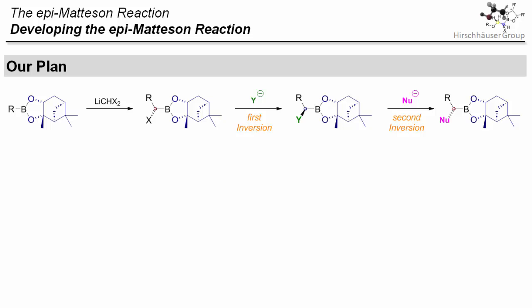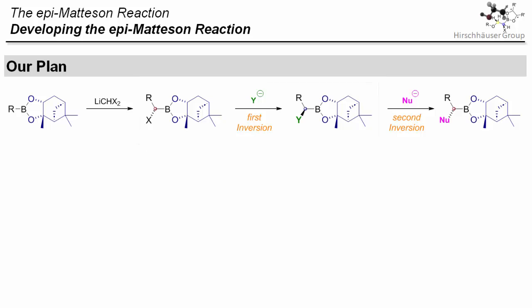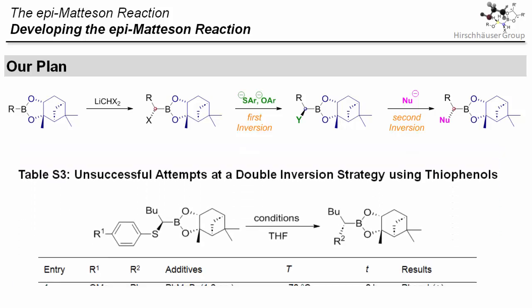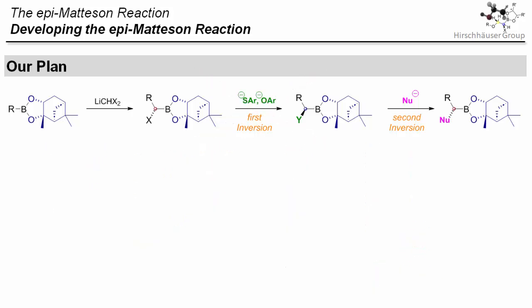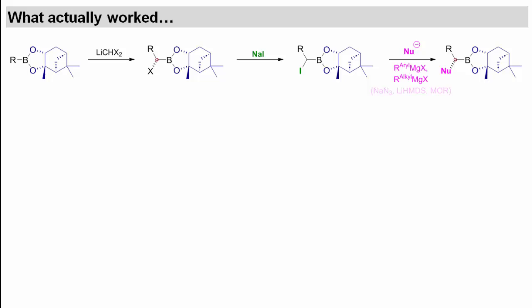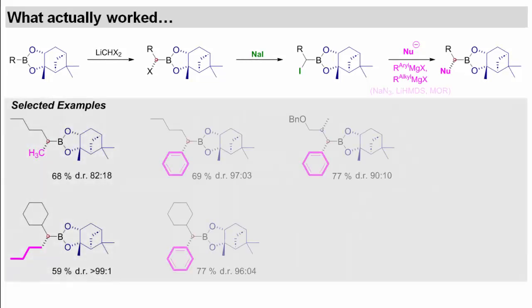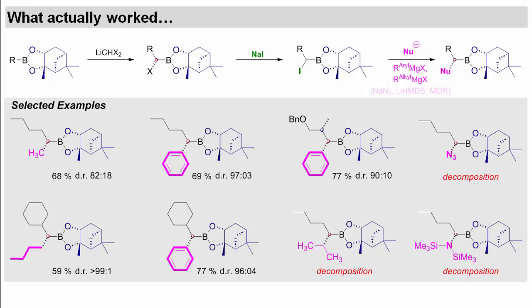Our initial idea was quite straightforward. We wanted to incorporate an additional inversion step by introducing a nucleophile that can double as a good leaving group. For that, we tried several phenolates and thiophenolates. Cutting a long story short, none of these were any good. What did work, however, was adding sodium iodide, which after some optimization delivered decent results for primary Grignard reagents, although secondary Grignards and nitrogen nucleophiles failed.